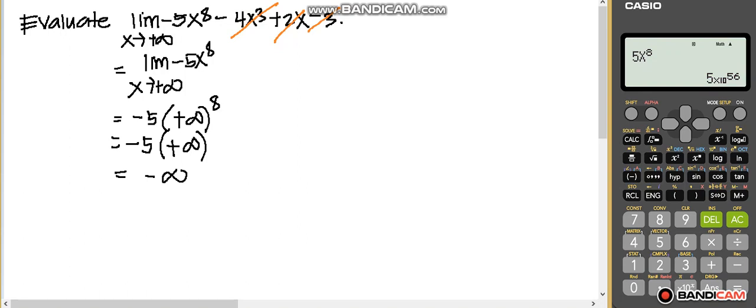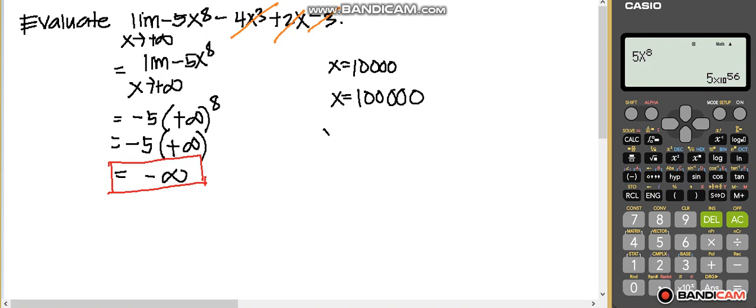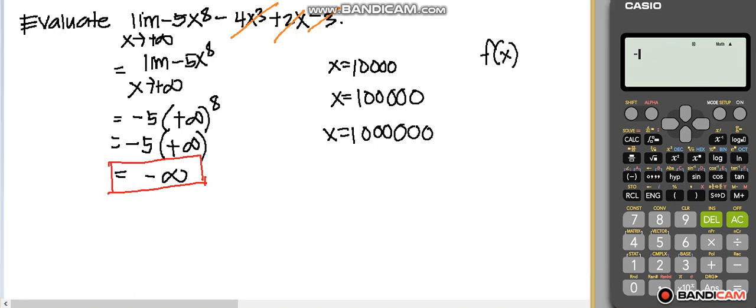So, ang limit ng negative 5x raised to 8 minus 4x cubed plus 2x minus 3 as x approaches positive infinity is negative infinity. O ngayon, kung nagdududa ka na naman sa sagot, edi you may try values for x. Okay? Say x is equal to 10,000. Okay, x equal to 100,000 and x equal to 1 million. Ano kaya magiging values ng f of x natin?